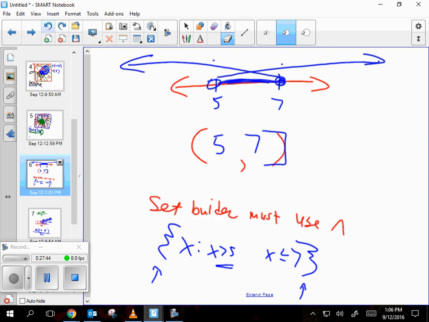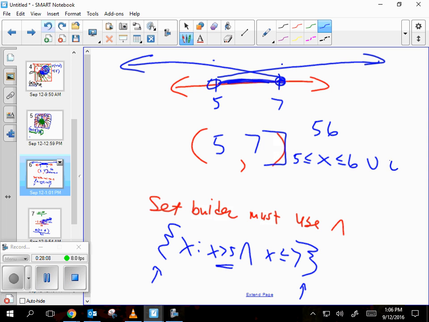We wanted an intersect. Now you could have done it differently, with a union. You could have done a union between 5 and 6 and between 6 and 7. This is going to be complicated, but I can do it. 5 to 6 union with between 6 and 7. There, I made it a union, but that's much more tricky.